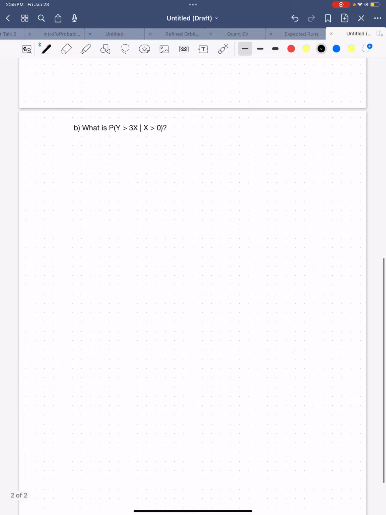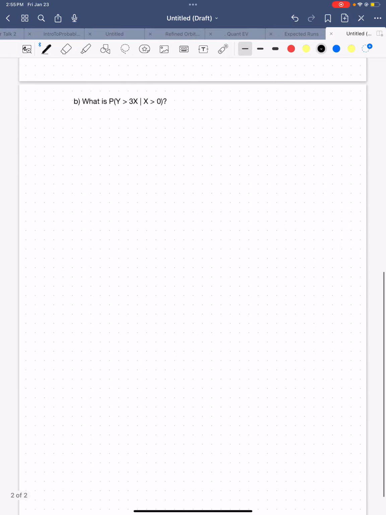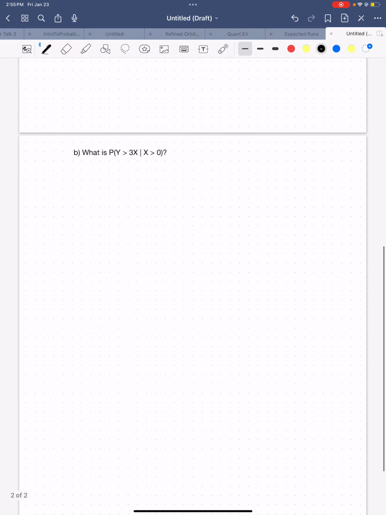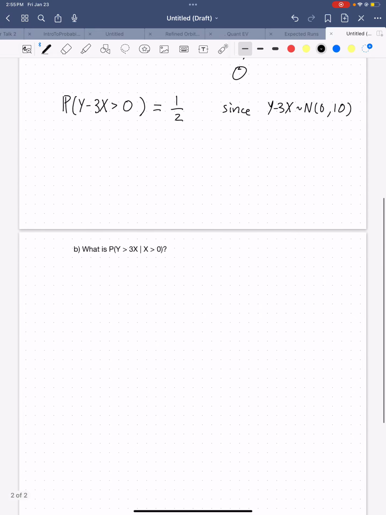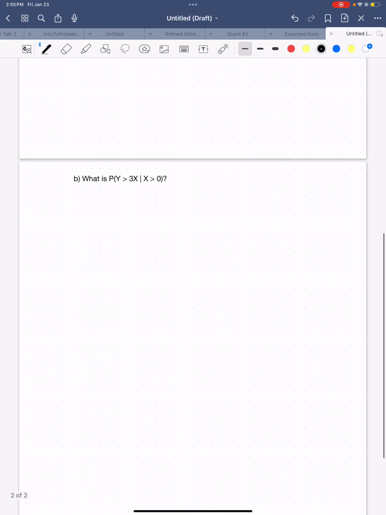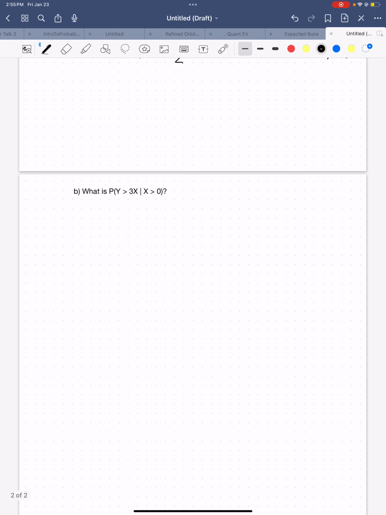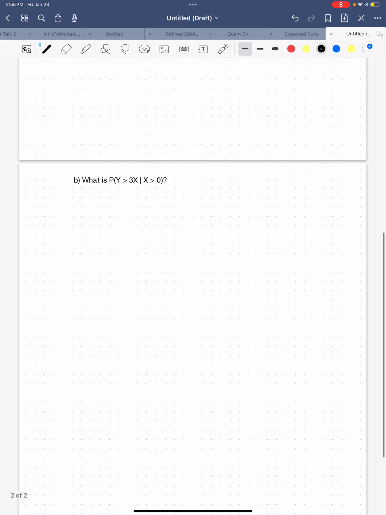Part B of the question is: what if you already know X is bigger than 0? Then what can you say about this probability? For this one, we're going to need to use more than just the shape of Y minus 3X. But we can also solve this directly by thinking about the joint PDF of X and Y and what kind of shape it has.